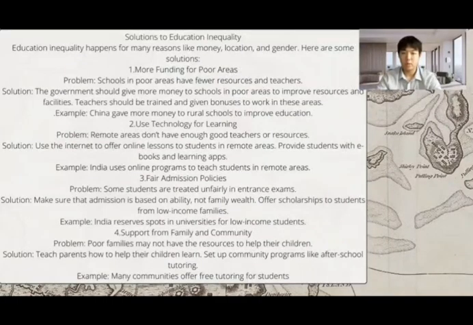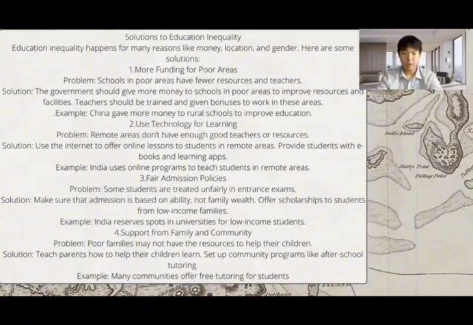Solution: online learning. Use the internet to provide online lessons to schools in remote areas. Digital tools give students access to e-books and learning apps. For example, India used an online program to teach students in remote areas. Fair admission policy. Problem: some students are treated unfairly in entrance exams. Solution: fair exams make sure admission is based on ability, not family wealth.